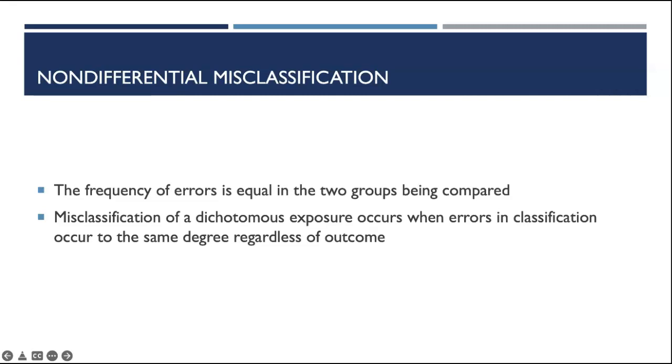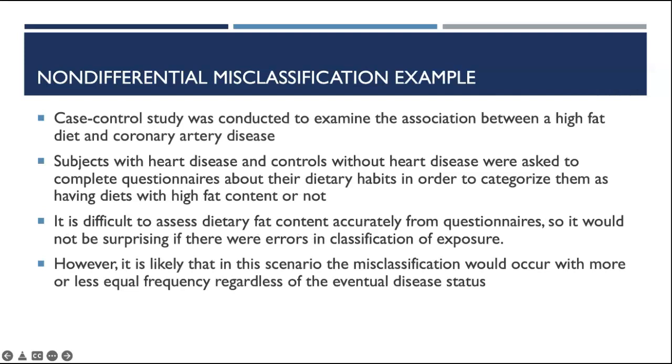Misclassification of a dichotomous exposure occurs when errors in classification occur to the same degree regardless of the outcome. More specifically, that misclassification of that exposure should happen with the same frequency across the cases or controls, across those two groups of study in your study. On this slide, I have an example.